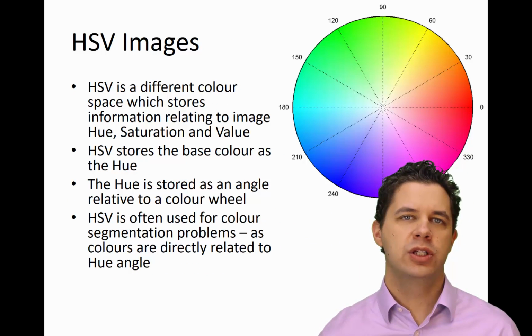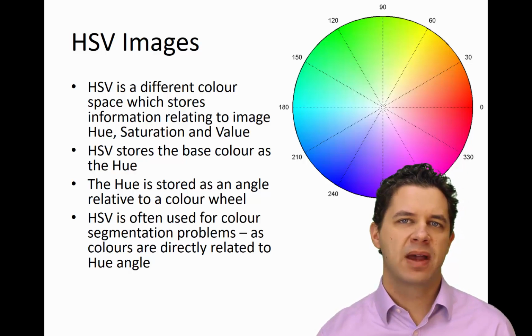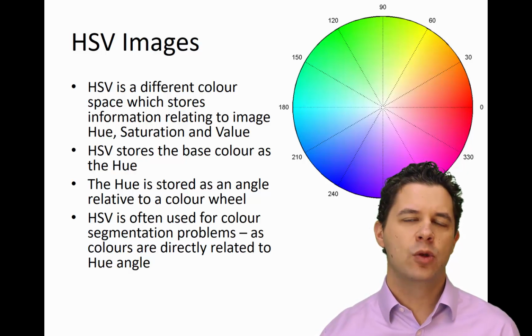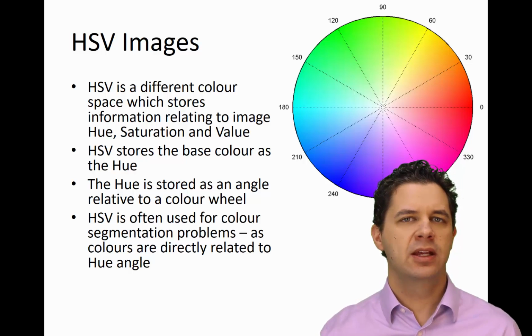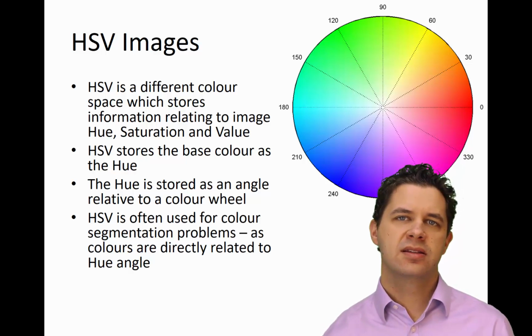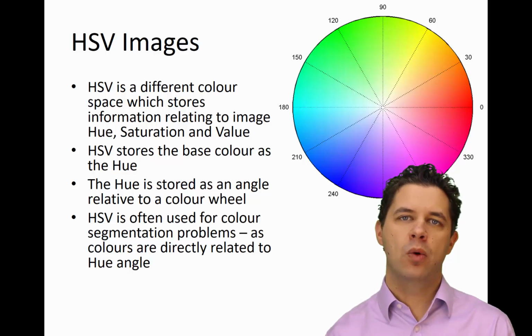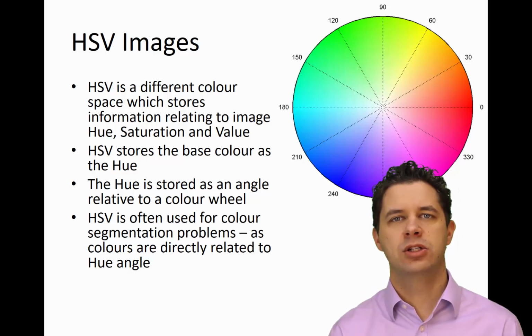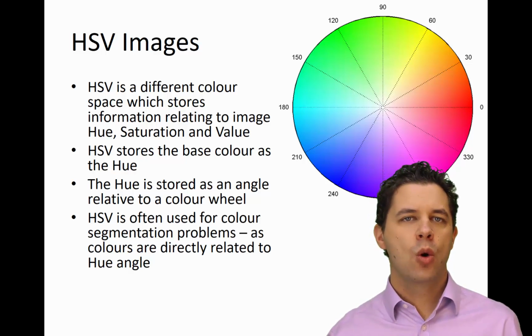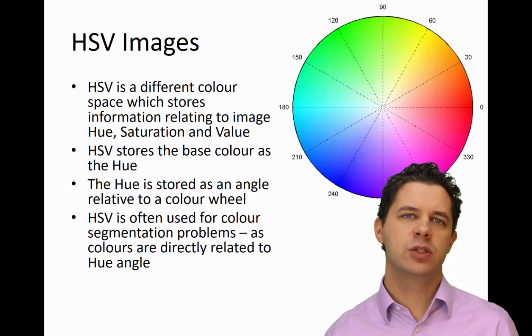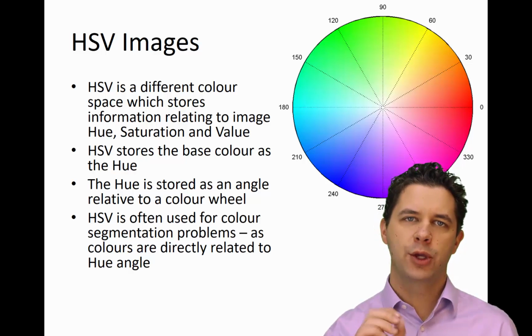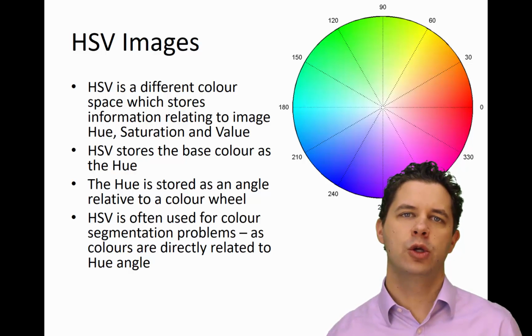Another thing that can be very, very useful is changing color spaces. And so our normal color space, RGB, is fairly standard, but it's not particularly great for segmenting colors. Sometimes, and in lots of problems, we might want to search for a particular color in an image, and that becomes difficult in our RGB format. So what we can do is convert it to HSV. In this HSV color space, we store information relating to the hue, the saturation, and the value of an image.